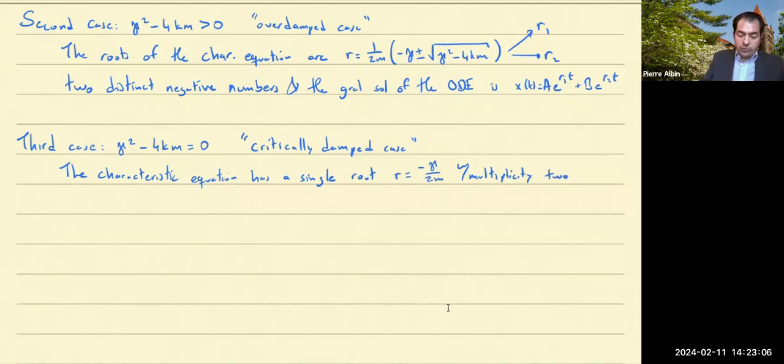And so solutions of the ODE have the form A times e to the minus gamma over 2m t plus B times t e to the minus gamma over 2m times t.